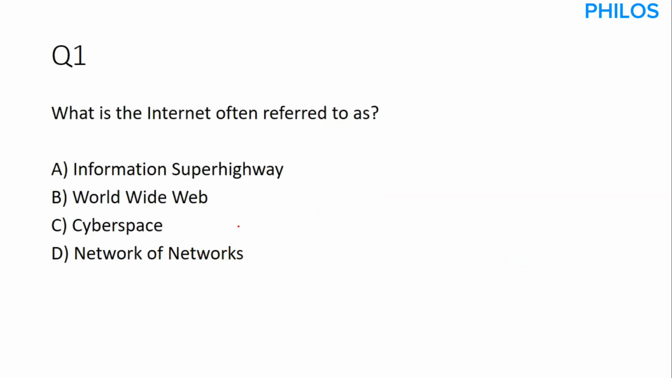The first question says, what is the internet often referred to as? Now listen, in order to describe the internet as a means of accessing and sharing vast amounts of information quickly and easily, it was referred to as information superhighway. Okay, information superhighway. So that's the correct answer to this. So let's proceed to the next question.